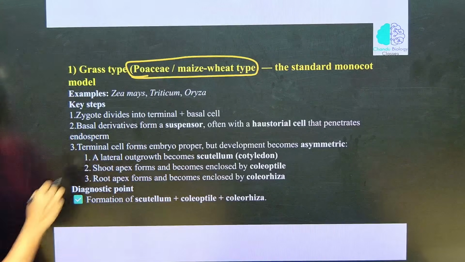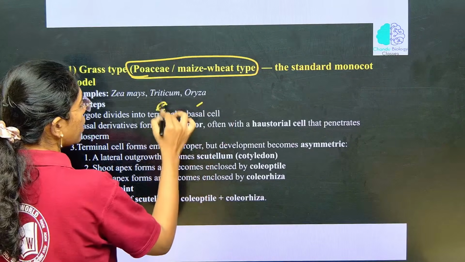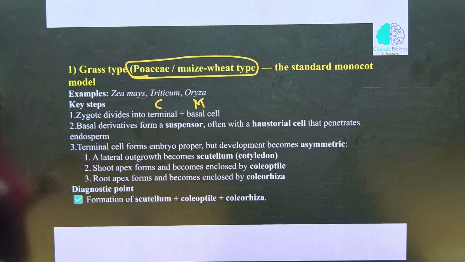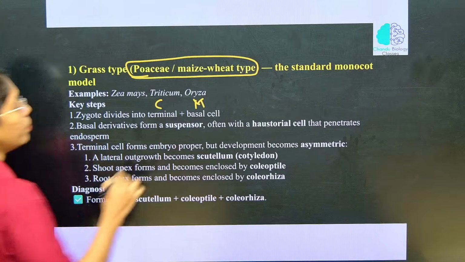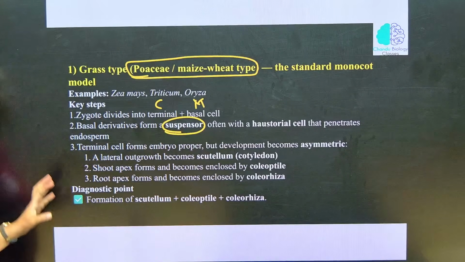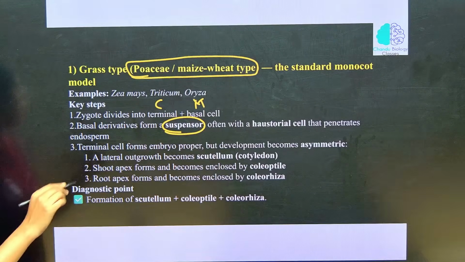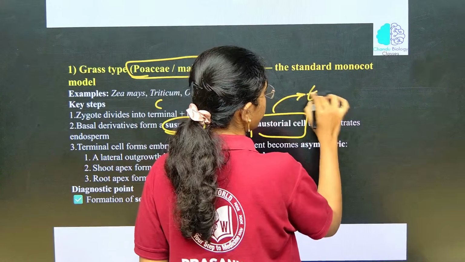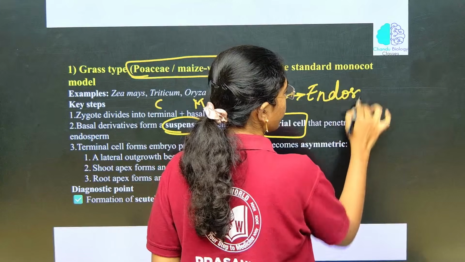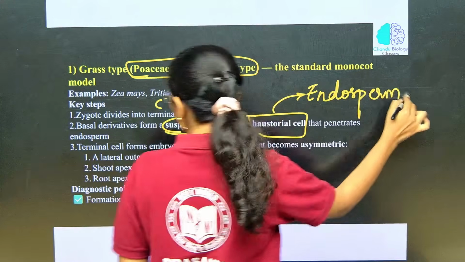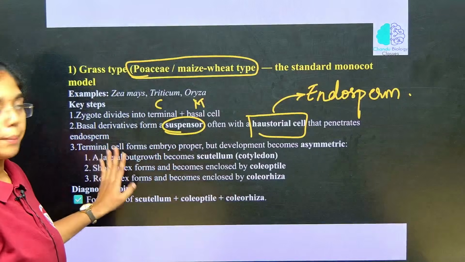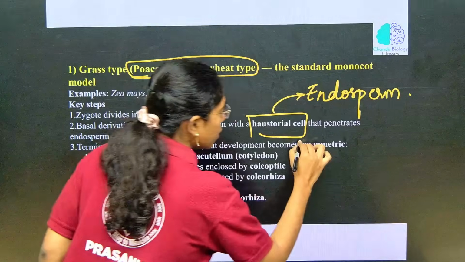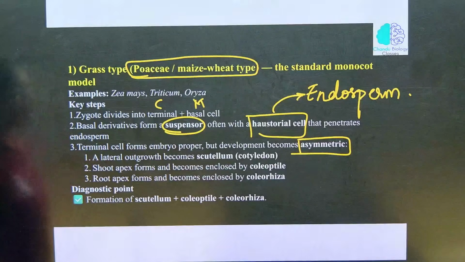The zygote first divides into a terminal and a basal cell. Terminal is towards the chalazal end, basal towards the micropylar end. Basal derivatives form a suspensor, often with a haustorial cell. This haustorial cell will penetrate into the endosperm. Fine. Terminal cell will form the embryo proper, but development will become asymmetric here. Okay, an asymmetric pattern of development is seen.